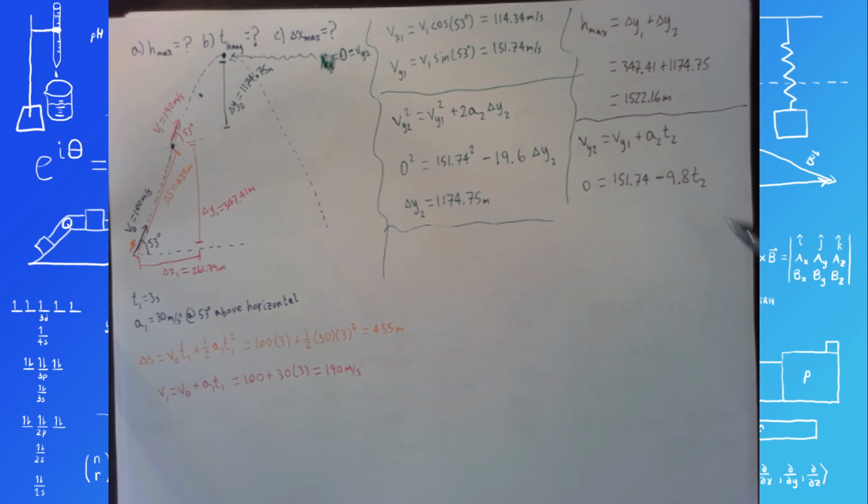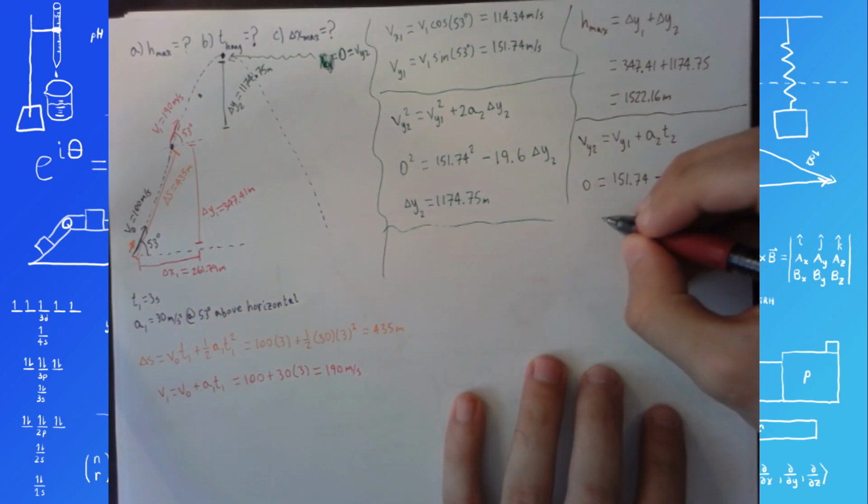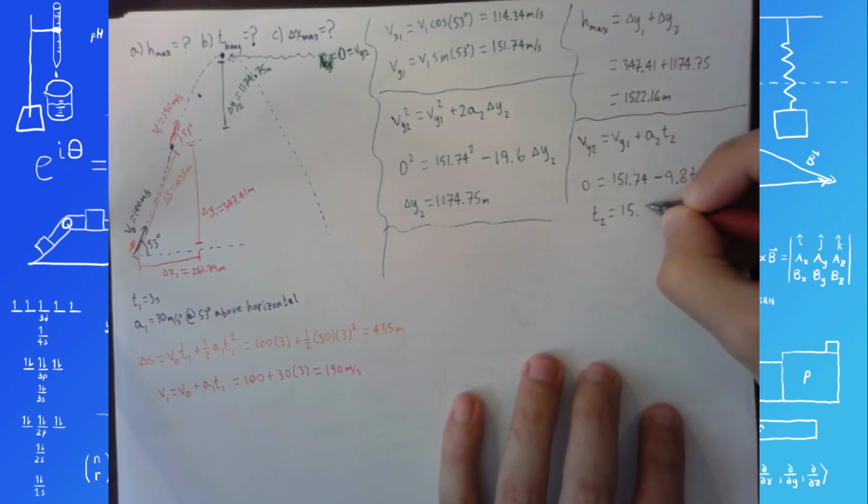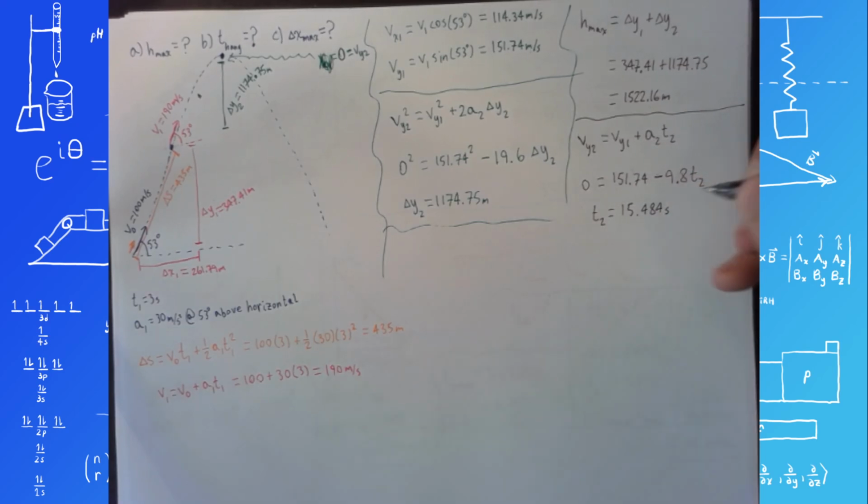Anyway, 151.74 over 9.8, and I'm getting 15.4836. I'm going to say 15.484. T2 equals 15.484 seconds.